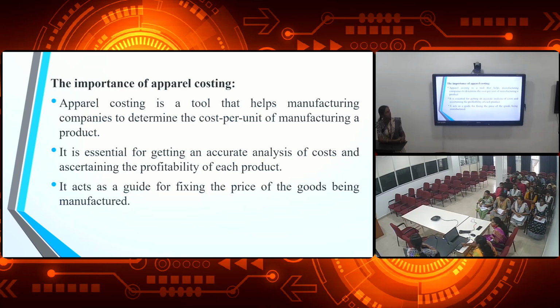The next topic is the importance of apparel costing. Why do we have to do costing in apparel? Apparel costing is the tool that helps manufacturing companies to determine the cost per unit of manufacturing a product. Cost per unit means the cost which is involved to produce one unit or one single product. That will be calculated for multiple products. It is essential for getting an accurate analysis of cost and ascertaining the profitability of each product.